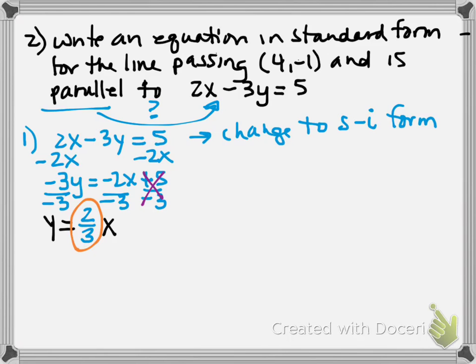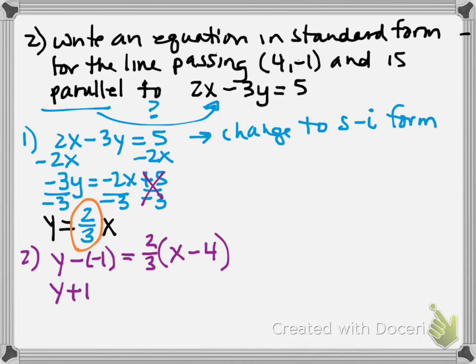So I'm going to go ahead and do point-slope form. I have y minus the y value, which was the -1, equals the slope we just figured out, 2/3, times x minus the x coordinate, 4. A small adjustment is changing the double negative to a positive.